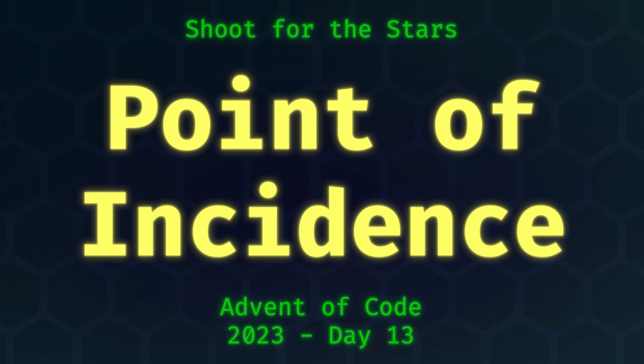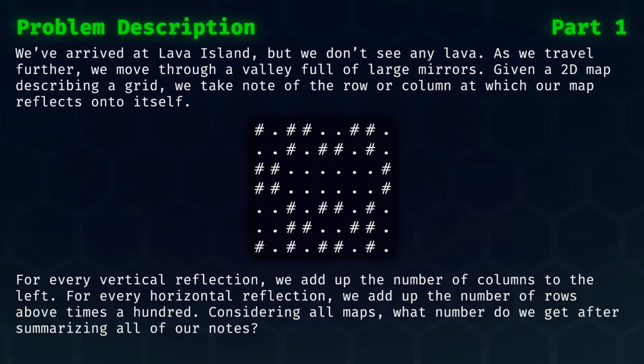Let's dive right in. We've arrived at Lava Island, but we don't see any lava. As we travel further, we move through a valley full of large mirrors. Given a 2D map describing a grid, we take note of the row or column at which our map reflects onto itself. For every vertical reflection, we add up the number of columns to the left of it. For every horizontal reflection, we add up the number of rows above it times 100. Considering all maps, what number do we get after summarizing all of our notes?